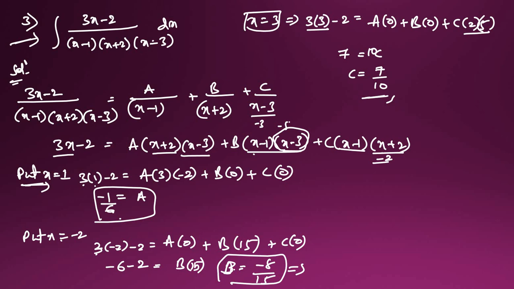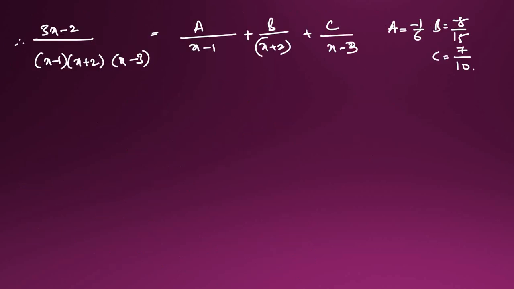So we got three values, and we'll substitute them in this equation. What are the values we got? a is equal to minus 1 by 6, b is equal to minus 8 by 15, and c is equal to 7 by 10. So we substitute these in this equation.